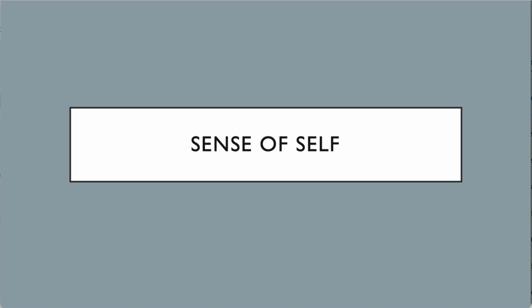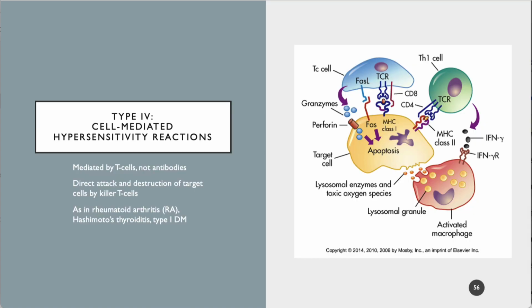Last thing we're going to talk about is sense of self. It's very quick. I want you to understand that I think in every body system, there is an autoimmune disorder that's well known, and sometimes it's multiple systems. One that is very commonly seen in practice is type 1 diabetes. But there's also rheumatoid arthritis, Hashimoto's thyroiditis, and some other ones.